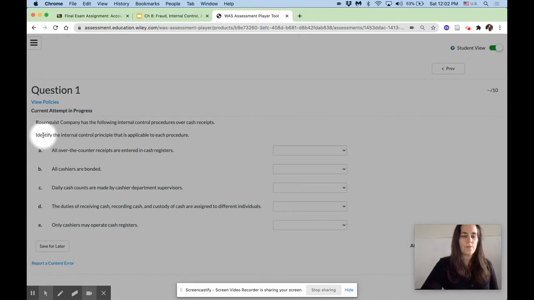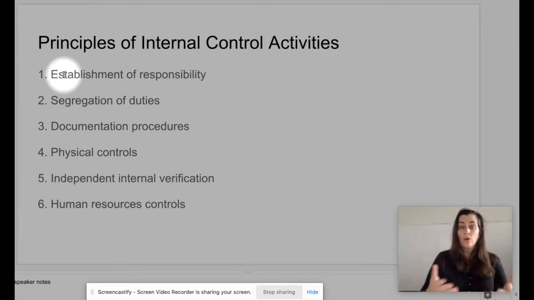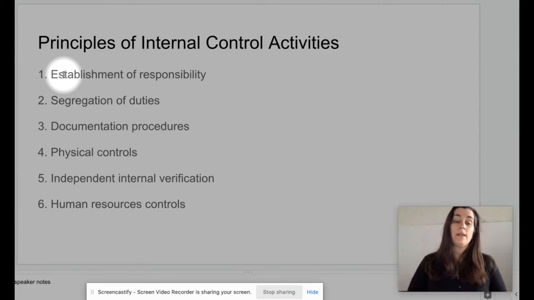What we're being asked to do with this problem is identify the internal control principle that is applicable to each procedure. So letters A through E describe a certain procedure that is in place for this company as it relates to cash. Let's go over now the different options in those drop-down boxes.